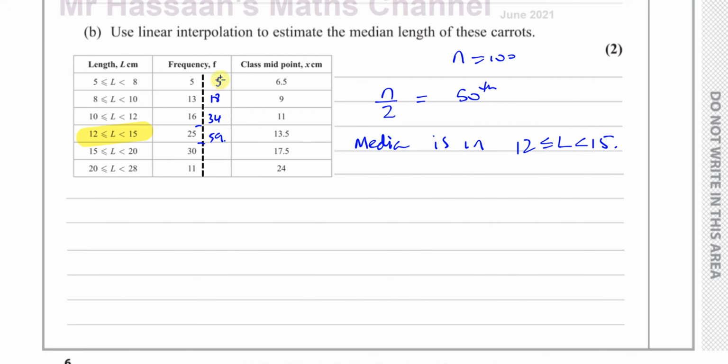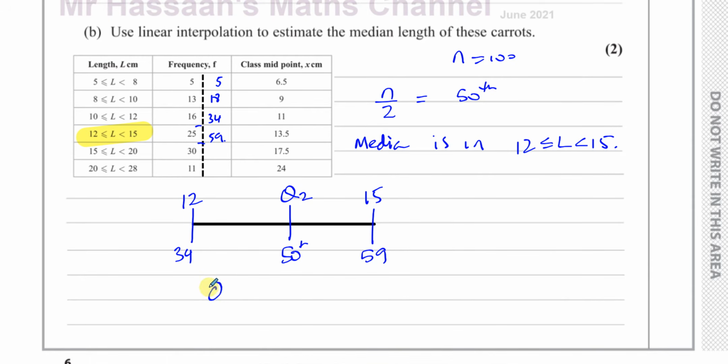For linear interpolation, I like to make this little line to represent the group. The group that we're in is the 12 to 15 group, and we're looking for the value of the median, which I'll call Q2. By the beginning of this group, we're on the 34th term. By the end of this group, we're on the 59th term, and we're looking for the 50th term. We're looking for the value of the 50th term. So we can do something like this.